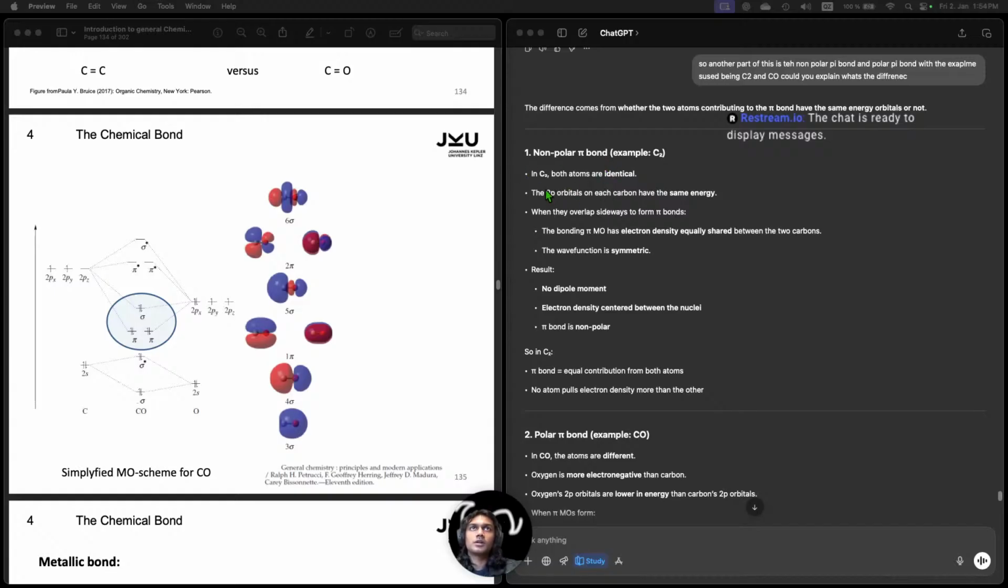Non-polar pi bond: both atoms are identical. The two p orbitals of carbon have the same energy when they overlap sideways to form pi bonds. The bonding pi molecular orbital has electron density equally shared between the two carbons. The wave function is symmetric. No dipole moment. Electron density is centered between the nuclei. The pi bond is non-polar.